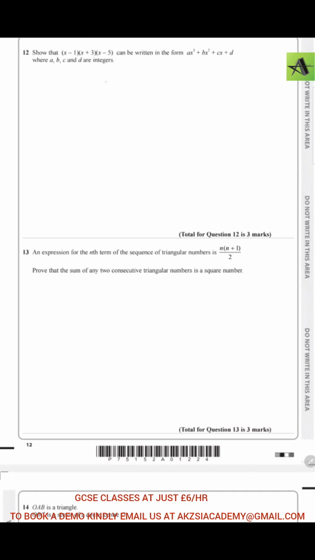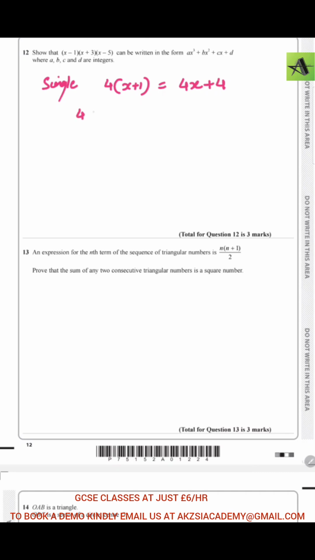Suppose there is a number and you have to expand the single bracket, which is here, 4 times (x plus 1). So you just have to multiply all the numbers inside the bracket with the outside number. So 4 times x is 4x and 4 times 1 is 4. And this is how you can multiply.